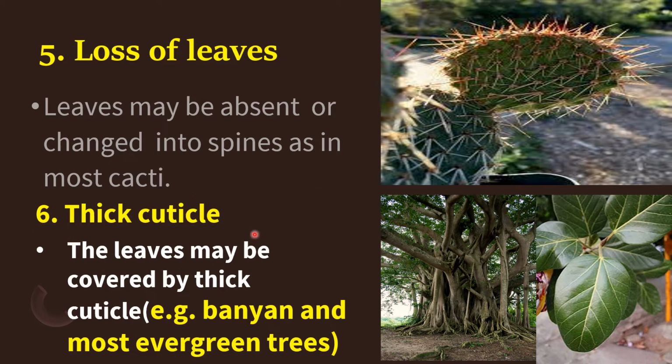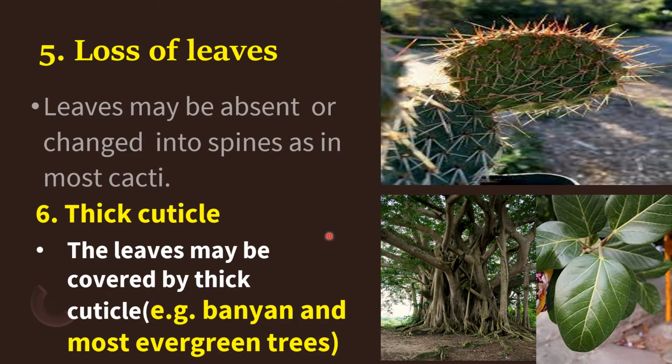Thick cuticle, another adaptation to reduce transpiration. The leaves may be covered by a thick cuticle. Example, banyan and most evergreen trees. This is a banyan tree. You can observe the leaves of the banyan tree. Yes, the banyan tree has a thick cuticle. Most of the evergreen trees have a thick cuticle.